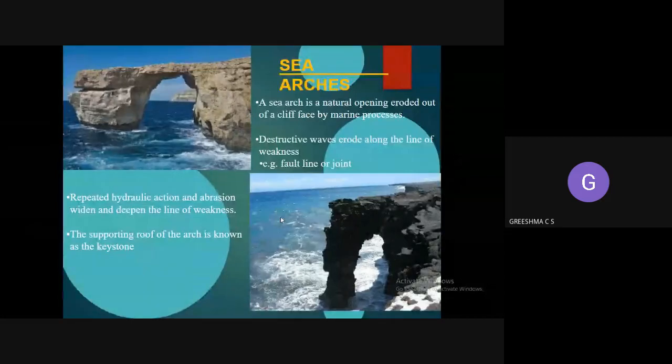Okay, let me tell you, once you study that first picture, it will be very easy. Once you understand and study it, all these formations will be very easy. Okay, so we'll go to the definitions of the sea arch.